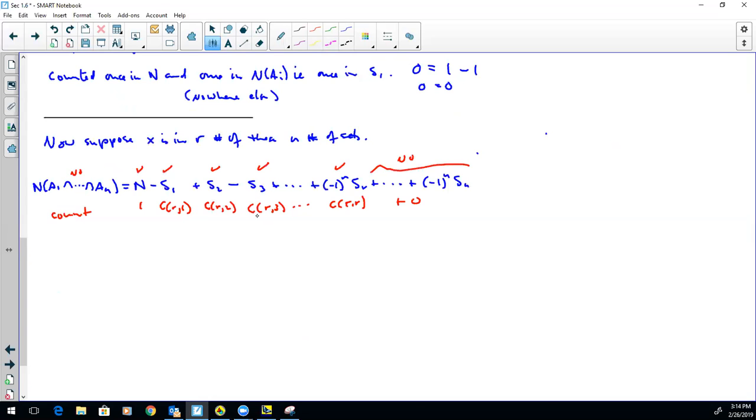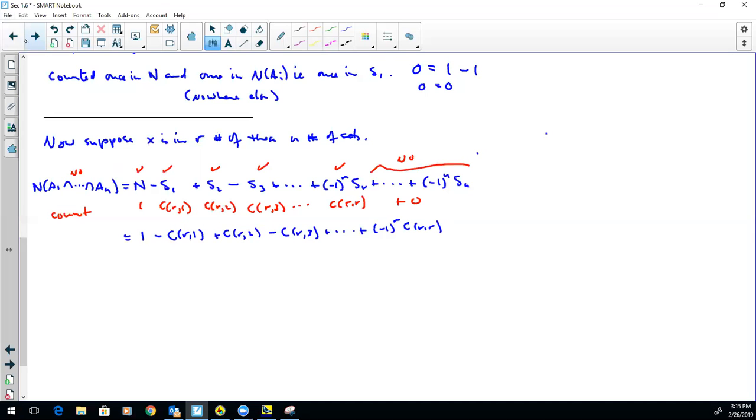So R choose 3 is the number of different ways of getting 3 sets from this group of R that contain X. So that's how many times X is counted there. Let me write all this down here. This is 1 minus C of R1 plus C of R2 minus C of R3 plus dot, dot, dot, plus, and the coefficient out in front of this one is minus 1 to the R, C of R.